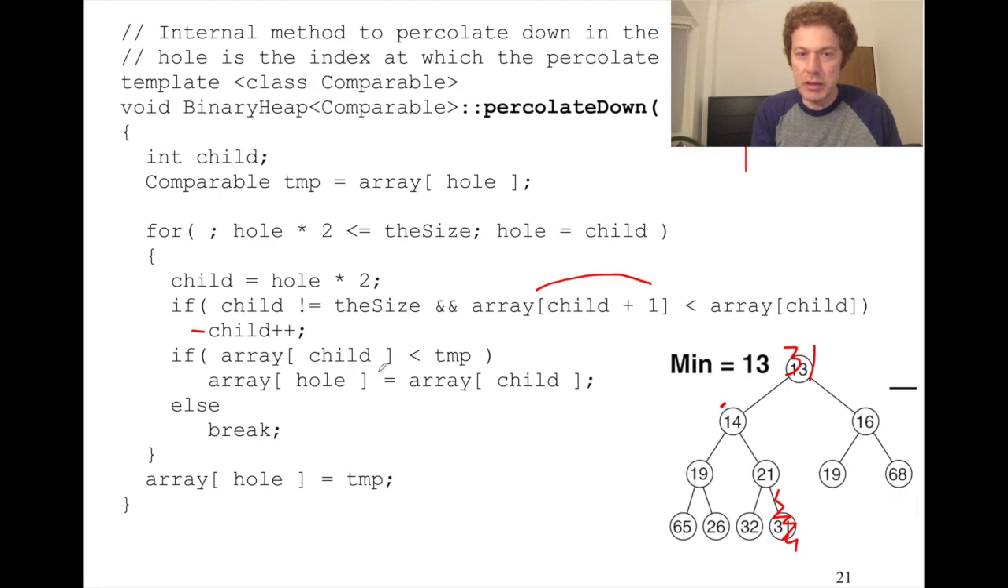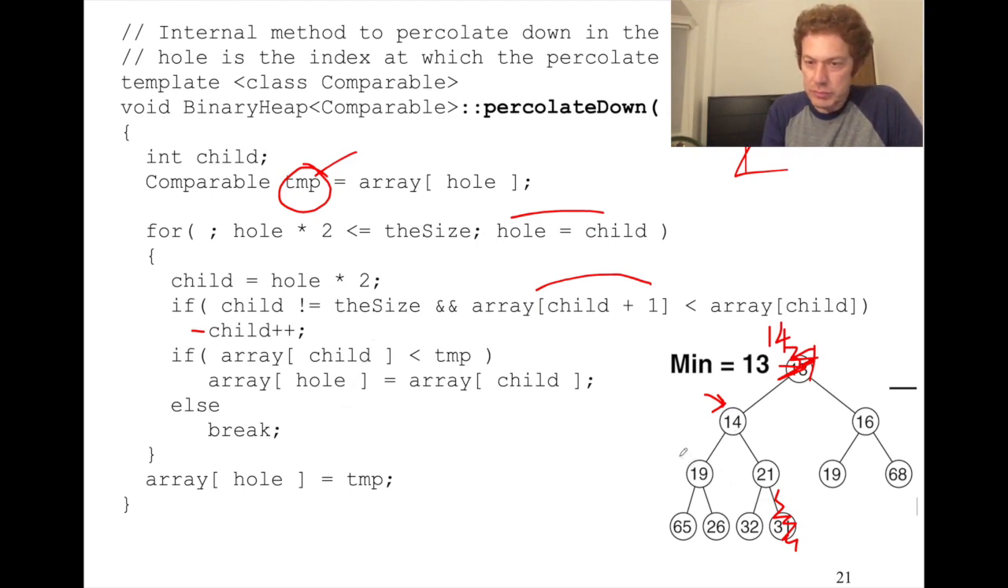Now, child is 14. Is it smaller than temp? So remember, temp is my third one. It is going to save that number forever. Is 14 smaller than 31? Yes, so the hole will be duplicated with 14. And don't worry, I didn't lose 31 because it is in my temp forever. So when I come back to the for loop, hole is child. So I have two children, but I have used this child. So this will be the hole. What is it? It is index 2. So hole is 2.